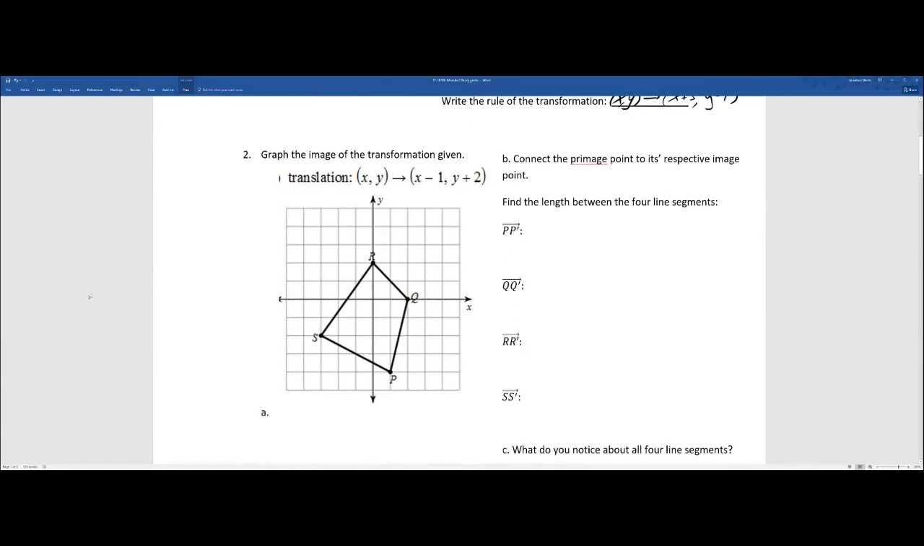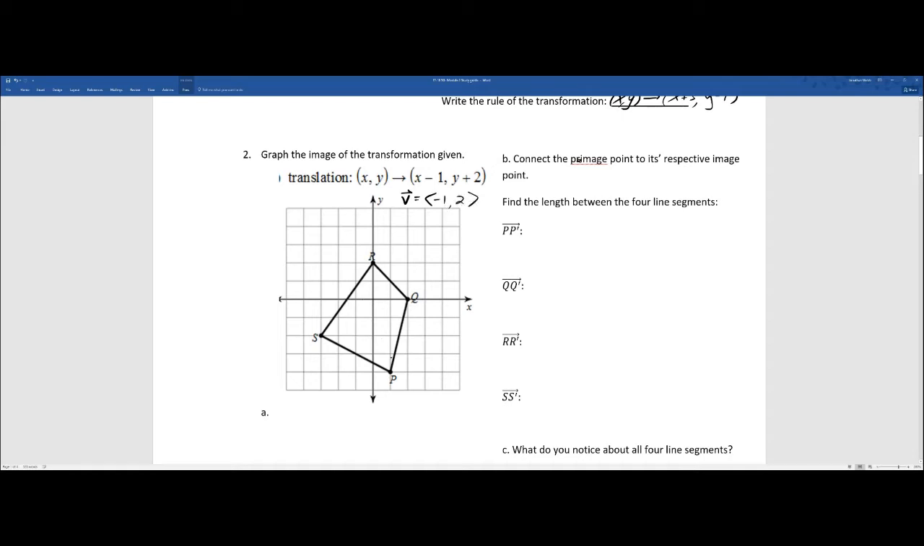Number 2, graph the image of the transformation given, and they give us this translation. They say connect the pre-image point to its respective image point, and then find the length between the 4 line segments. Let's try that out. First things first, we have PQRS, so we'll start with P. Our vector for this translation can be written like this, to the left 1 and up 2.